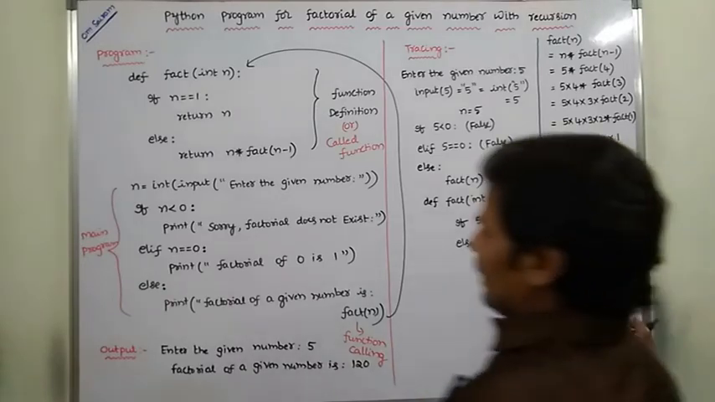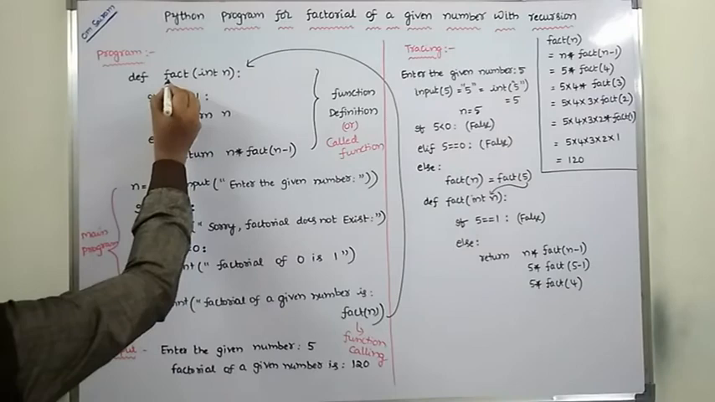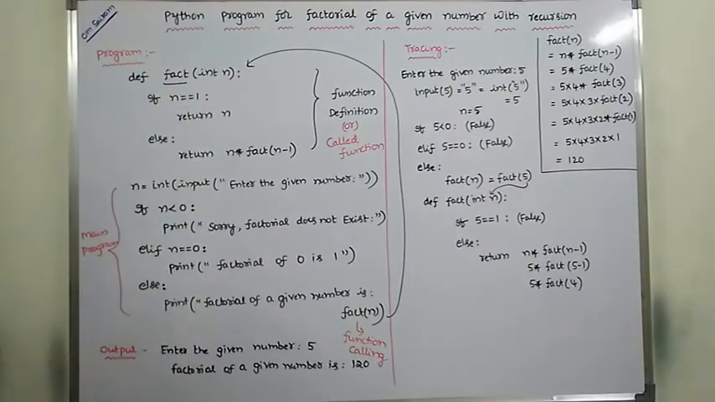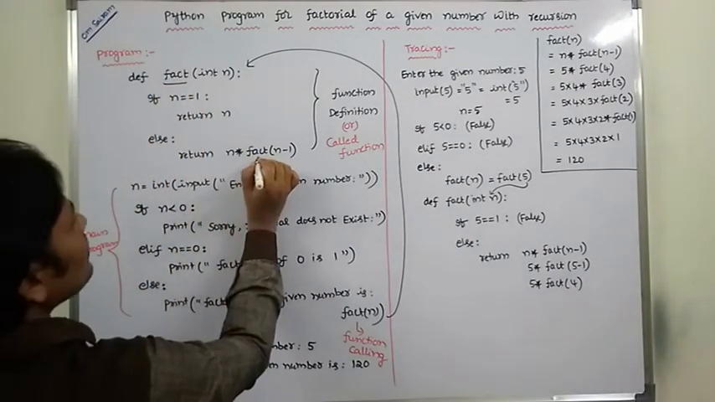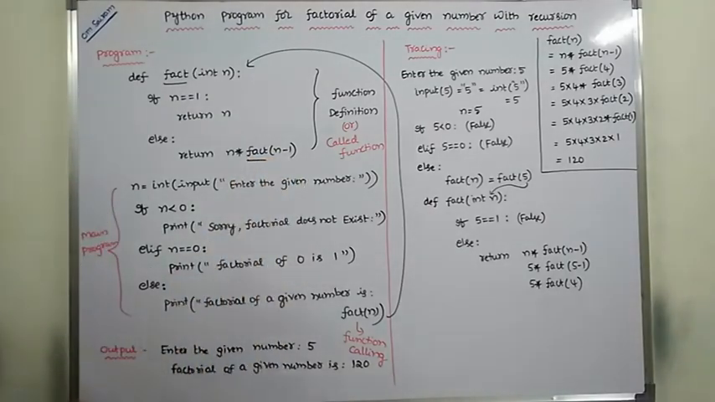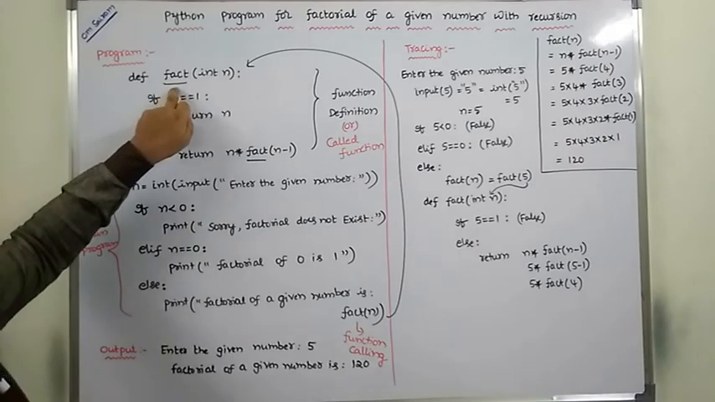So here the same fact function is called. Recursion means that whatever function is there, that is fact, the same function is also called in its own definition. That is called recursion. Here the function name is fact.